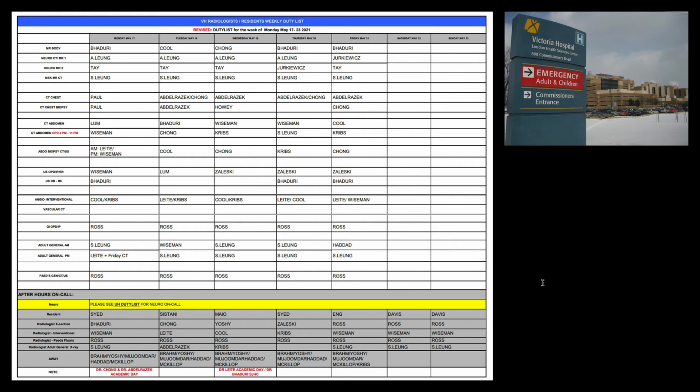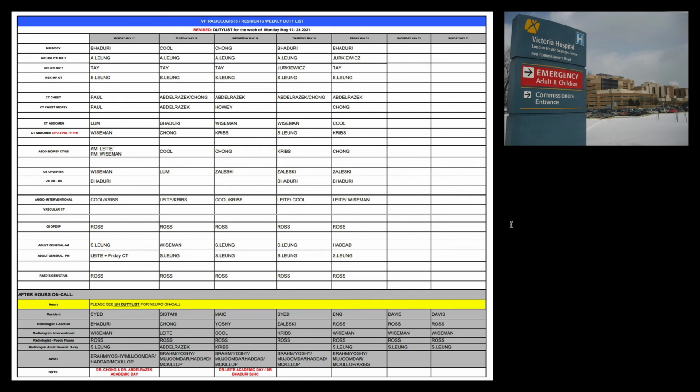Very briefly, at my hospital site at Victoria Hospital, you'll see services such as MR body, covering MRI of the chest, abdomen, and pelvis, neuro CT and MRI, MSK for musculoskeletal, CT chest and chest biopsy, CT abdomen, abdomen biopsy, ultrasound and ultrasound obstetrics, interventional radiology, gastrointestinal fluoroscopy, and adult and pediatric general for general plain film.